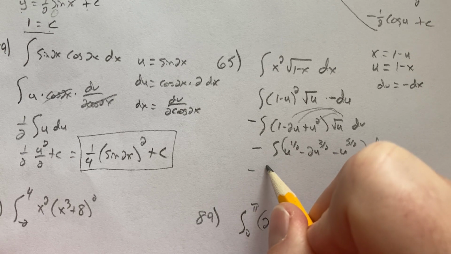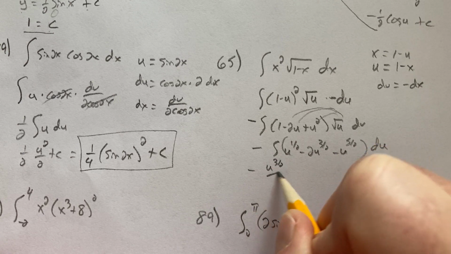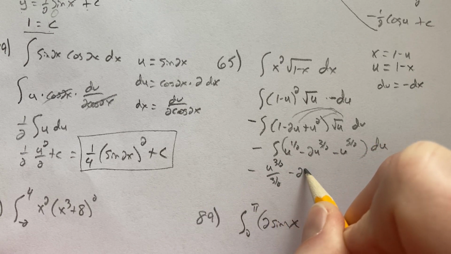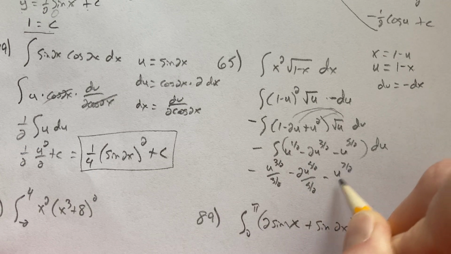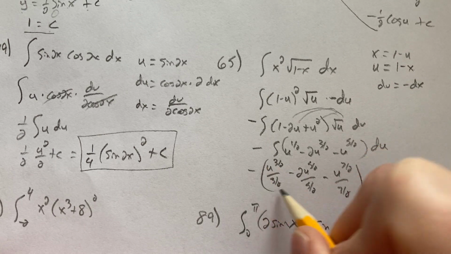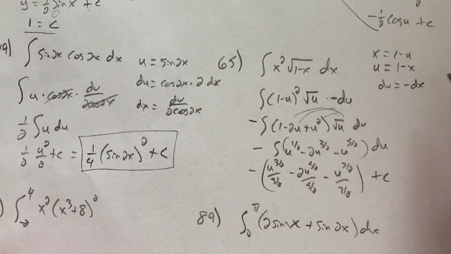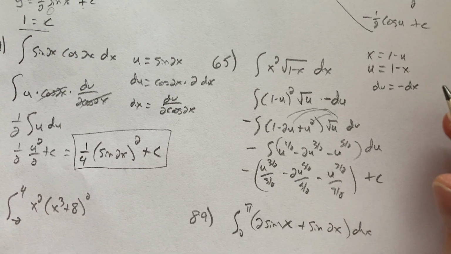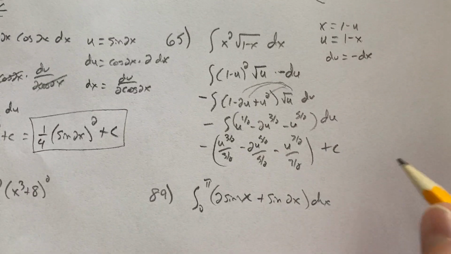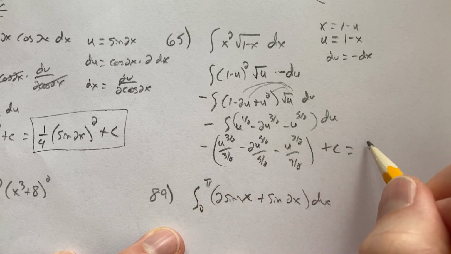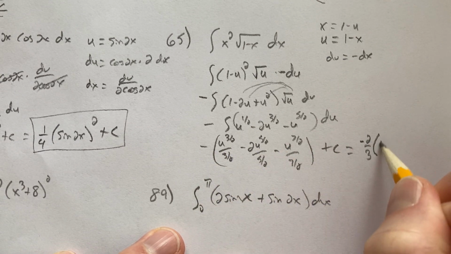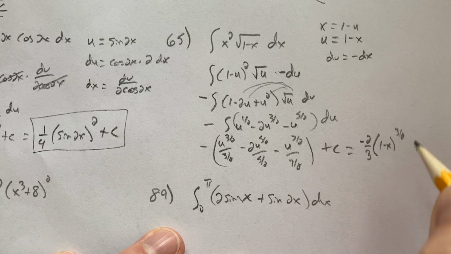So this is going to integrate to u to the 3/2 over 3/2 minus 2u to the 5/2 over 5/2 minus u to the 7/2 over 7/2 plus c. And we're not quite done. What we're going to do is simplify this a little bit, and we're going to bring back that 1 minus x. So final answer, I'm going to flip this 3/2, make it a negative, negative 2/3 times 1 minus x to the 3/2.